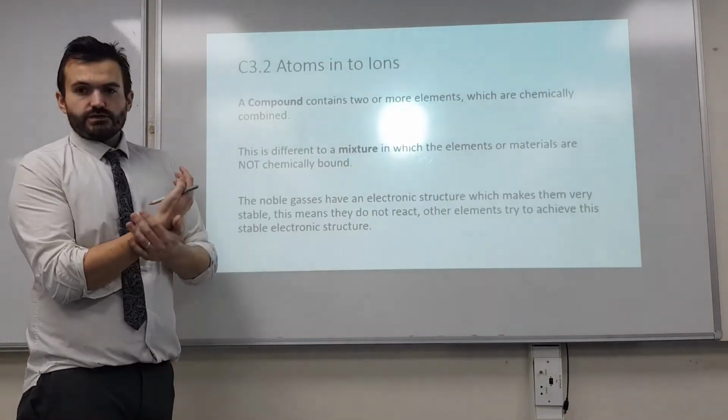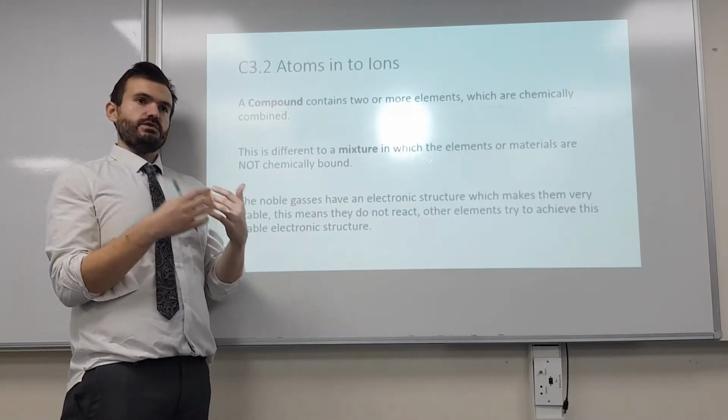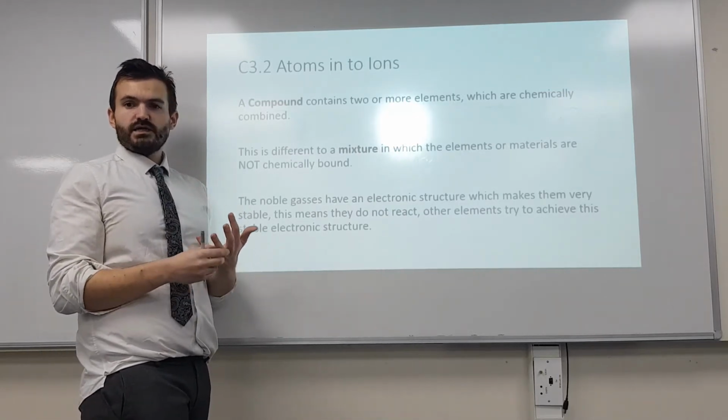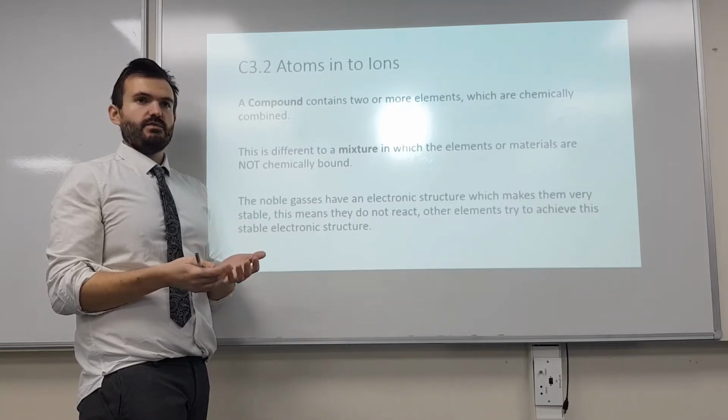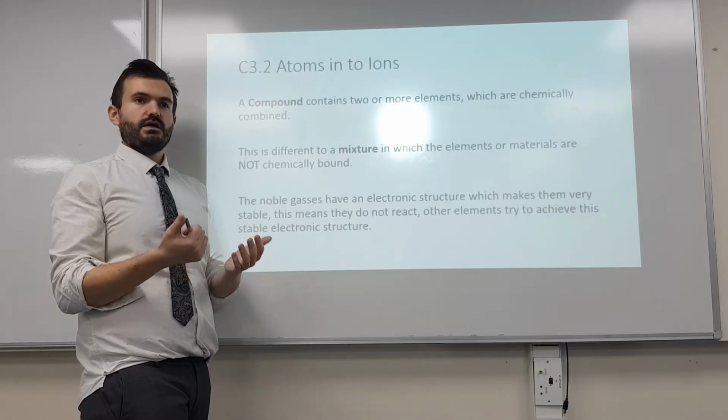Alright, next we go on to compounds. So compounds are when we have two or more different types of atom that are chemically bonded. If they're not chemically bonded, they are a mixture. But if they are chemically bonded, they are a compound.